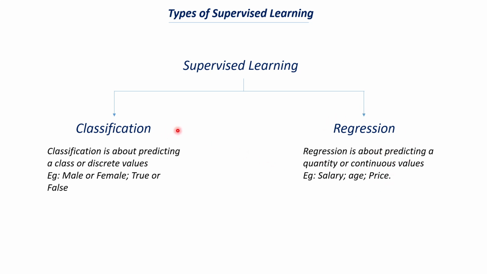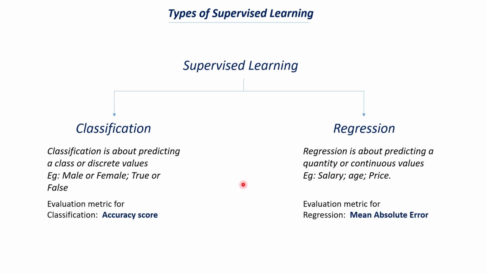So classification is about classifying the data into different classes, and regression is about finding a continuous value. So not a fixed value but a continuous value. This can be a decimal or any value. So this is called regression. And the evaluation metric for classification is accuracy score. This is the most widely used evaluation metric for classification. And for regression, we have evaluation metrics such as mean absolute error, mean squared error, etc.